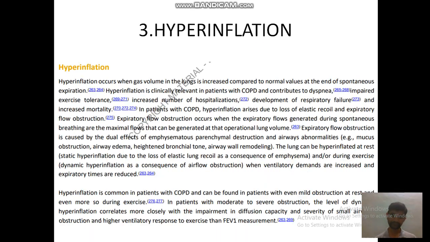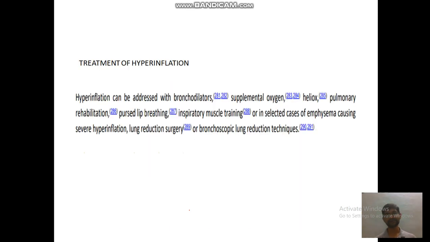Okay. Coming to hyperinflation. Hyperinflation is one of the important pathophysiologies known for a longer duration. That is your high end expiratory lung volume compared to normal, because of air stacking or air trapping in the lungs. The person will have dyspnea, exercise intolerance, and an increasing number of hospitalizations. So the newer thing which he has added here is treatment of hyperinflation.